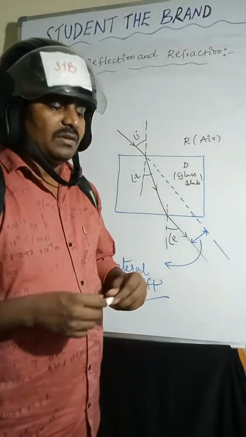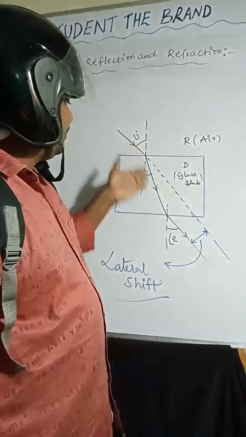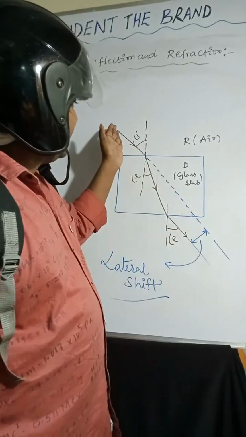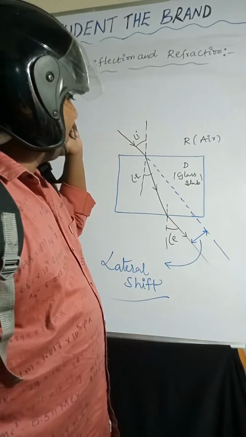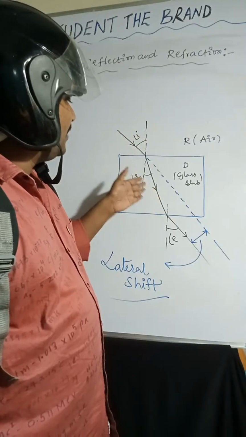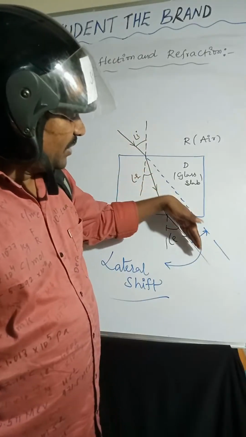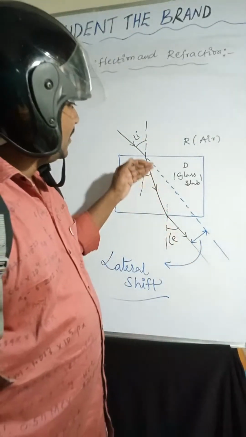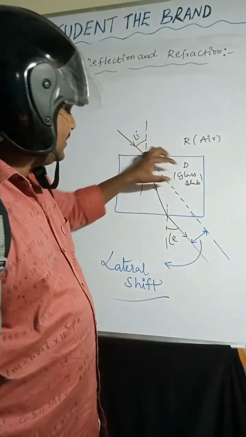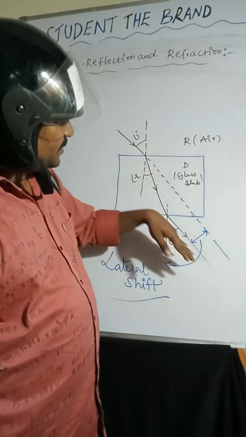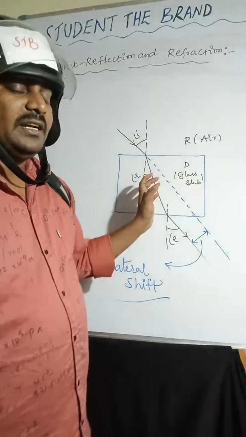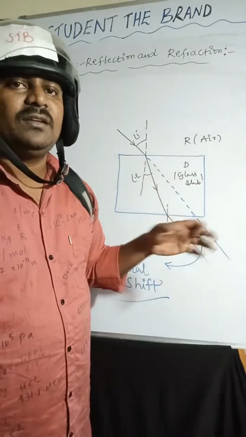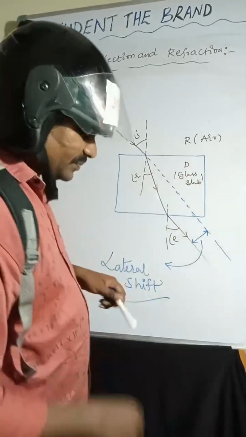Once again: incident ray, refracted ray, normal line. The angle between the incident ray and the normal line is called the angle of incidence, the angle between the refracted ray and the normal line is called the angle of refraction, and the angle between the emergent ray and the normal line is called the angle of emergence. Rarer medium, denser medium, lateral shift. The distance between the emergent ray and the extended incident ray is called lateral shift. And there is also vertical shift.